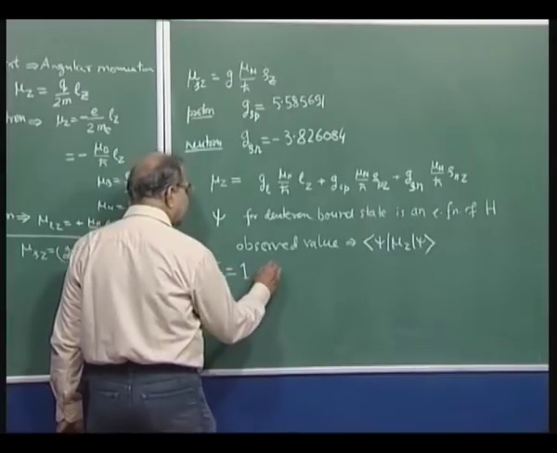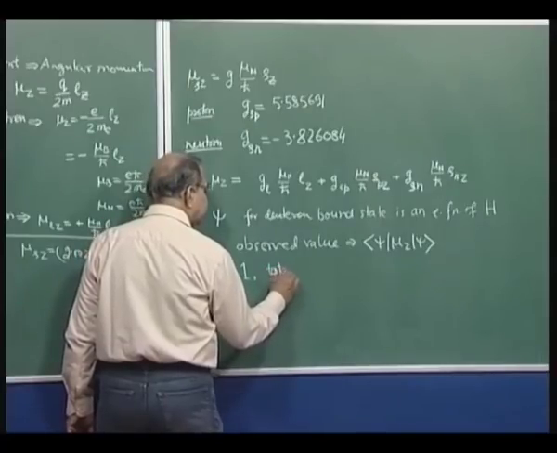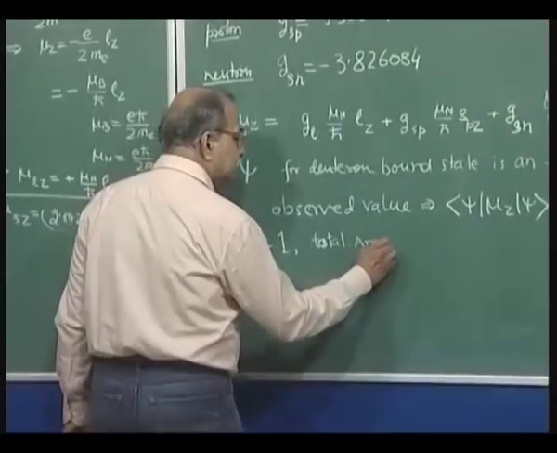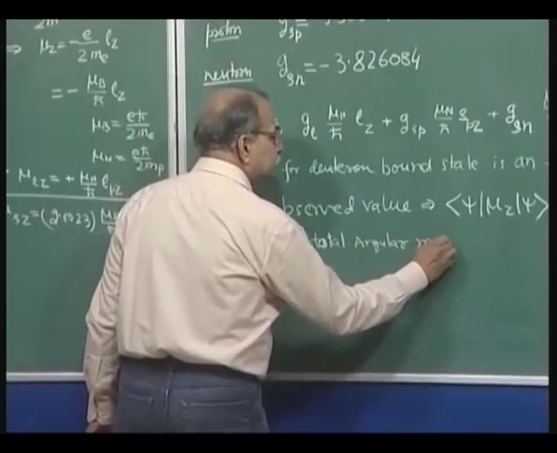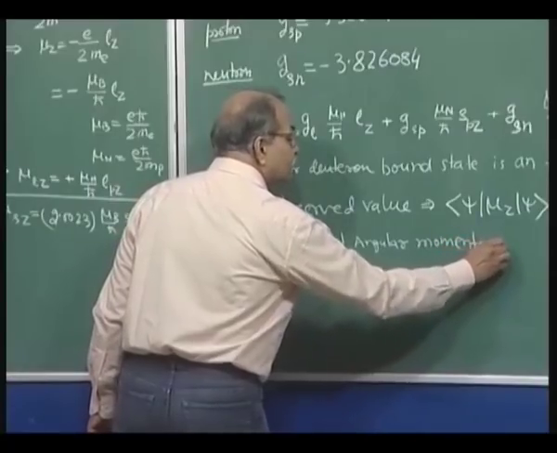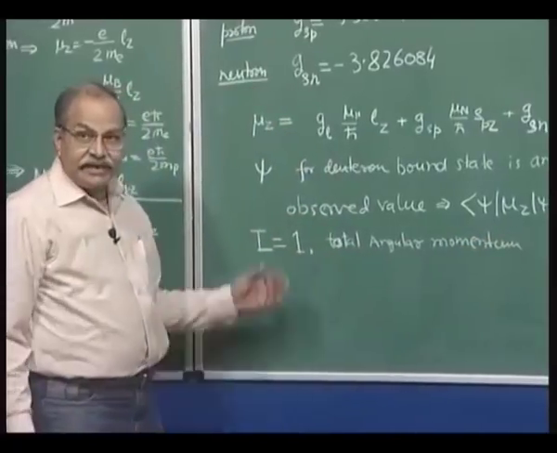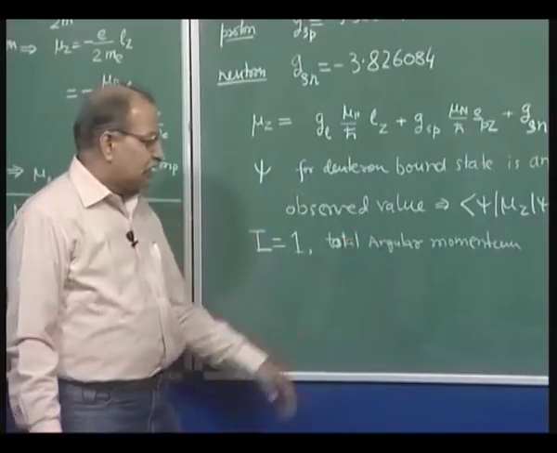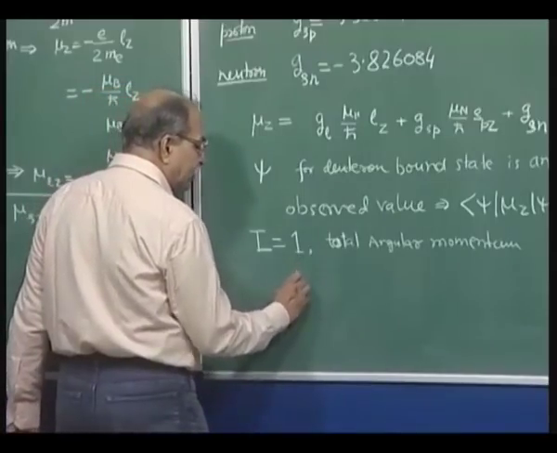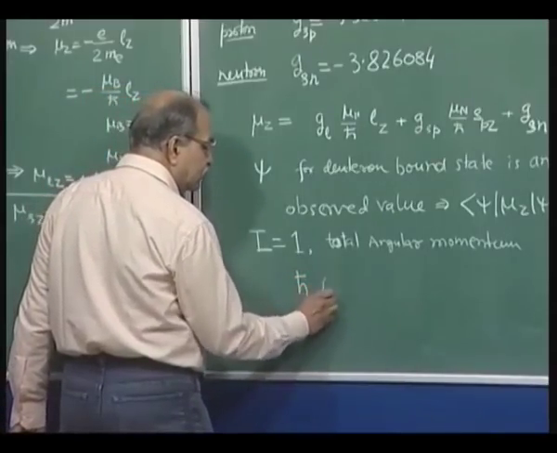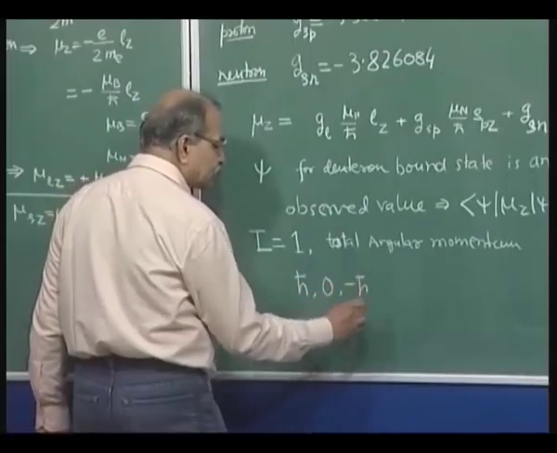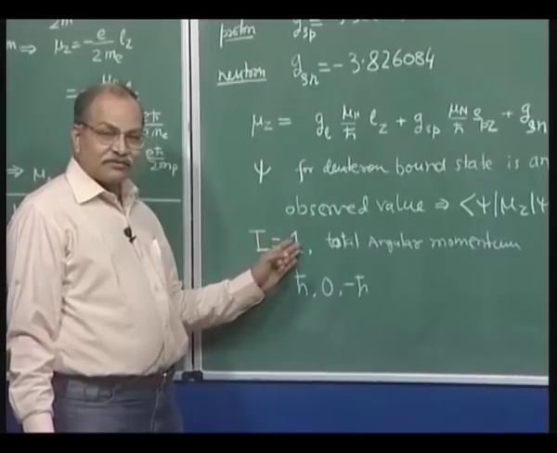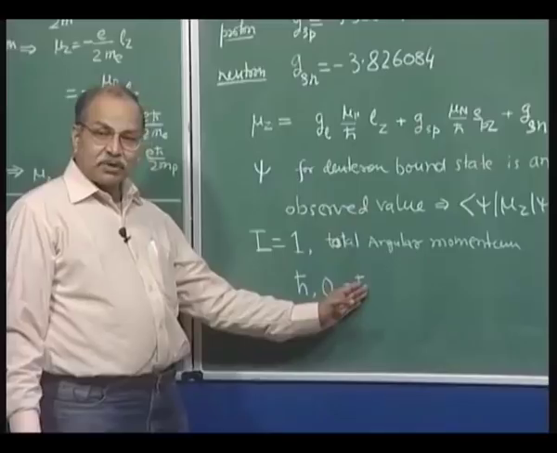Yes, this is the total angular momentum. So, total angular momentum I is equal to 1, its z component, right? Total angular momentum z component. So, these z components can be h cross, 0 or minus h cross. If I is equal to 1, that angular momentum quantum number is 1, then you have these 3 possible values.